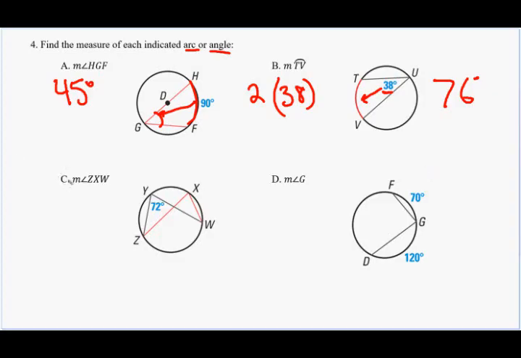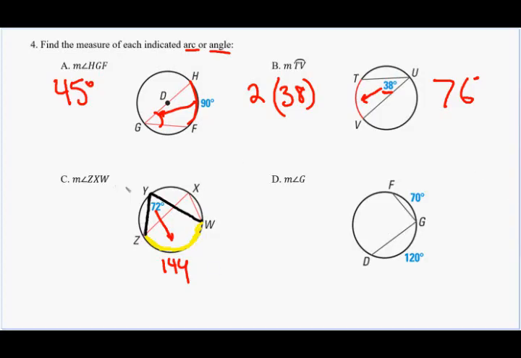This part C here is the one that most people found confusing in class. I'm going to highlight with the black ink. Here, the 72-degree angle goes out here and intercepts this yellow arc. So we could multiply the 72 by 2 and get 144.